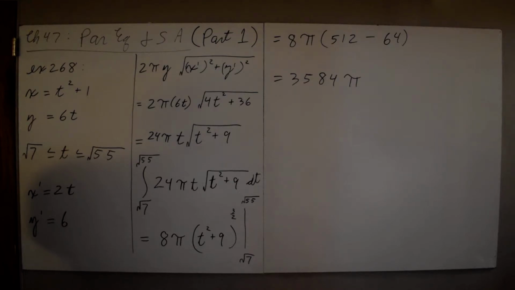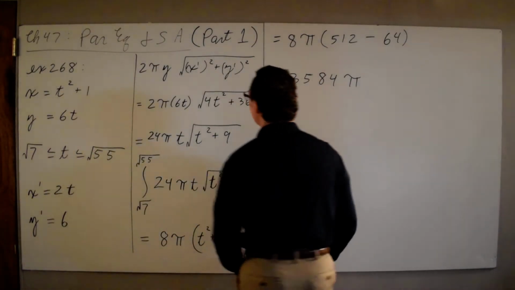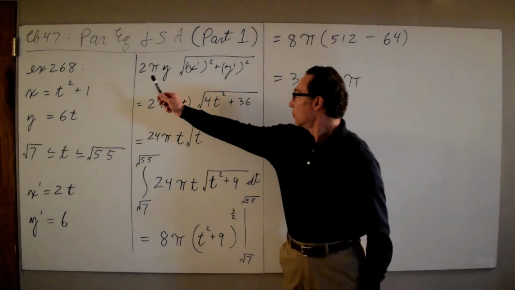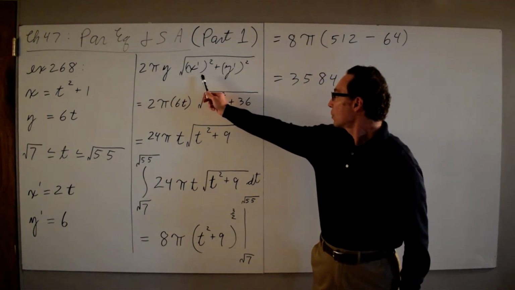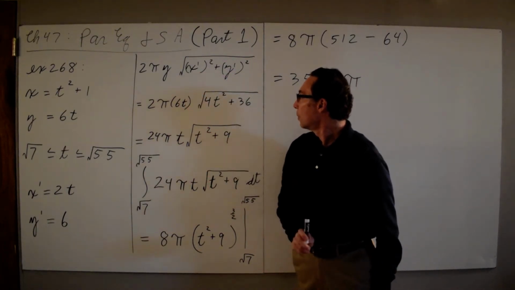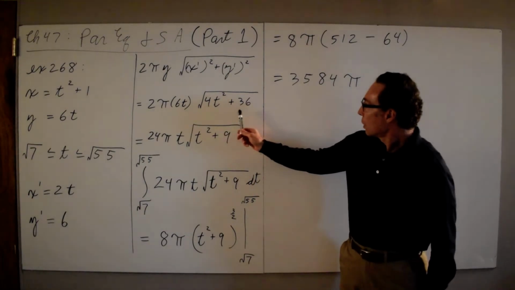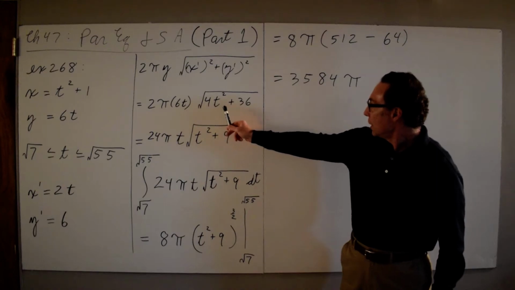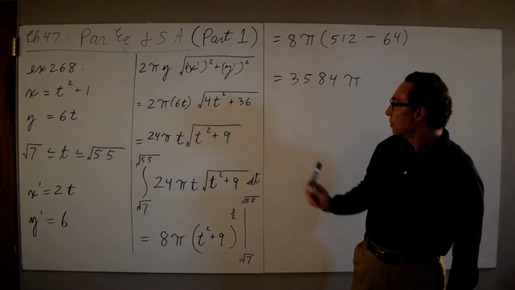And so we're just going to apply the surface area formula. So we calculate the derivative of x with respect to t, we calculate the derivative of y with respect to t. This is the expression we're going to integrate. So we look at 2 pi y, derivative of x squared plus the derivative of y squared, that sum under the square root. We'll substitute right here, y is 6t, x prime is 2t, y prime is 6.